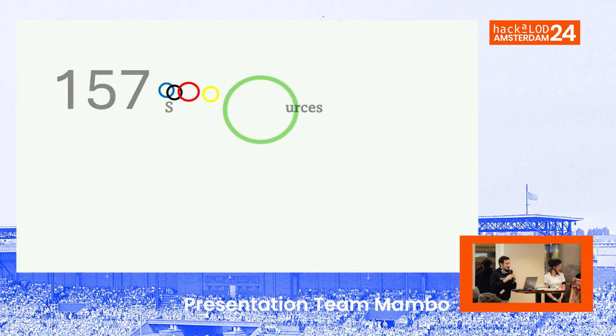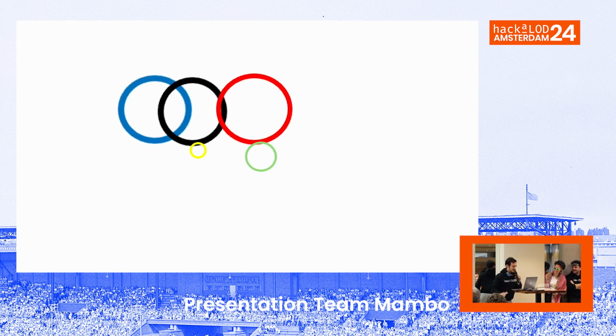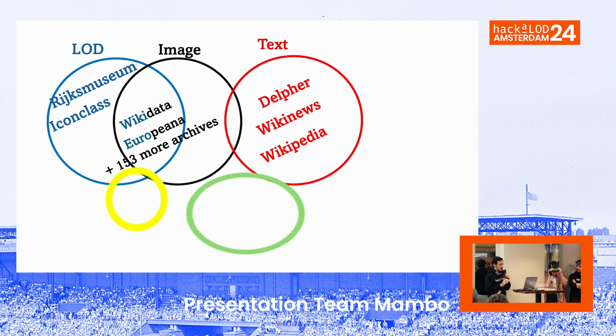In these hours we analyzed more than 150 sources. We did a lot of different things. For the linked open data, we looked at the Rijksmuseum and the IconClass thesaurus. Then for linked open data and images, we looked at Wikidata and Europeana, with more than 150 archives. For text, we looked at Delpher, which is the National Library dataset for news articles, Wikinews and Wikipedia.